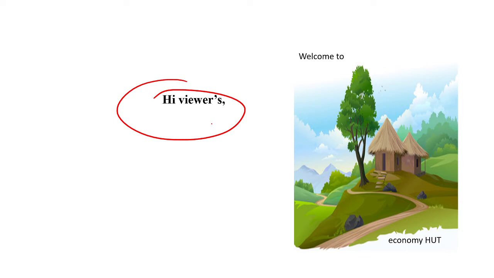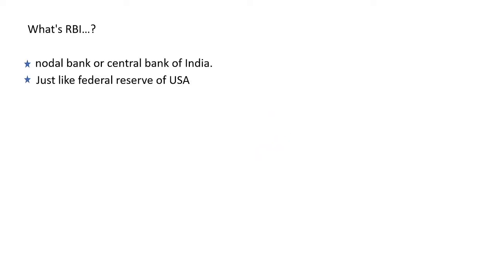So in today's discussion we are going to have a discussion about one economical issue regarding the Indian economy. So without wasting time, let's see what is there in today's economic discussion. Today's topic of discussion is about the G-SAP program announced by Reserve Bank of India. Reserve Bank of India is just like the Federal Reserve for the USA.